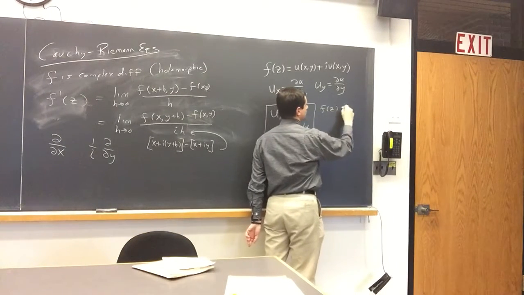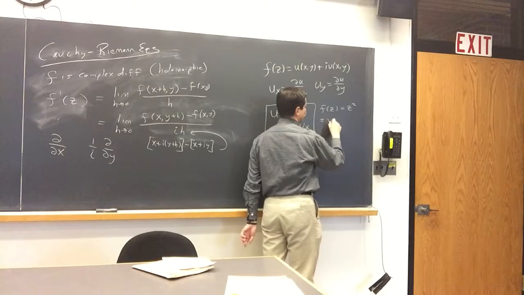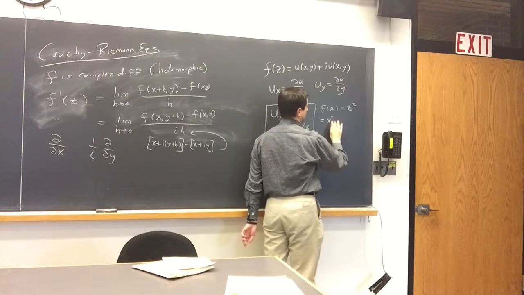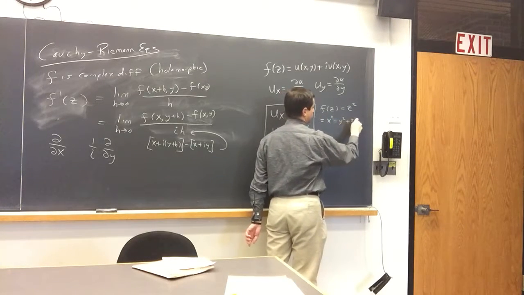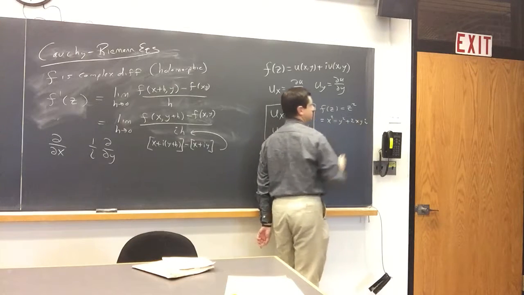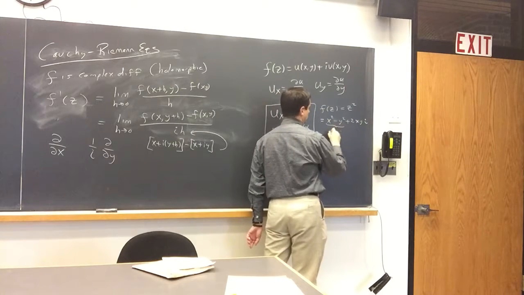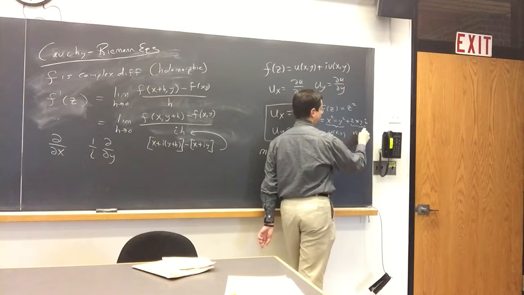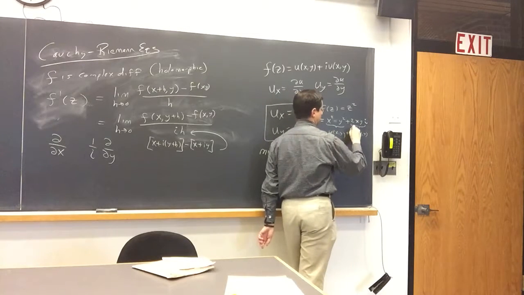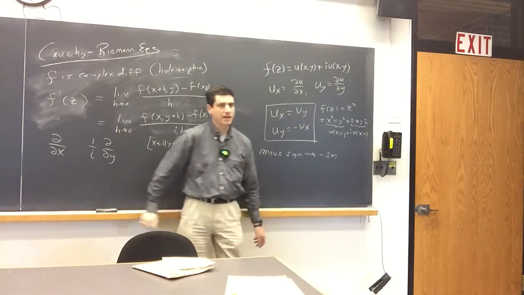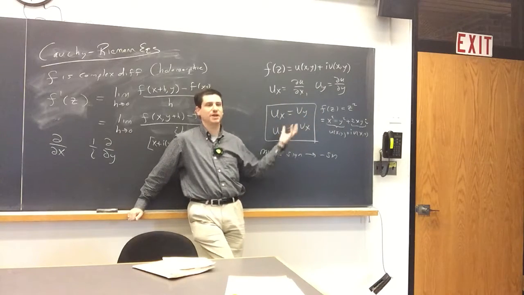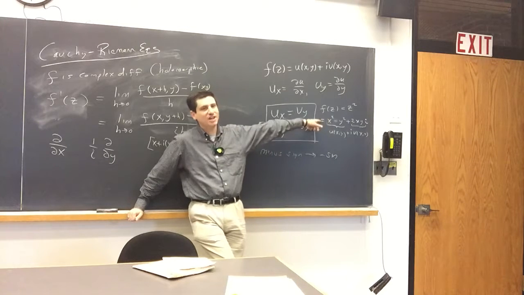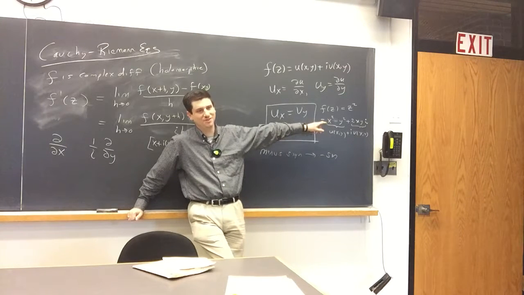Take f of z is z squared. So that's going to be x squared minus y squared plus 2xyi. This will be u of x, y. This will be v of x, y. If I know that there's some relationship like this, but I forget exactly where the sign is, all I have to do is take a non-trivial example.